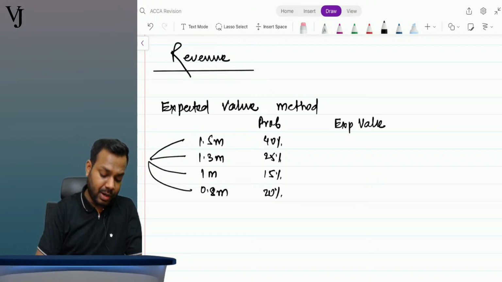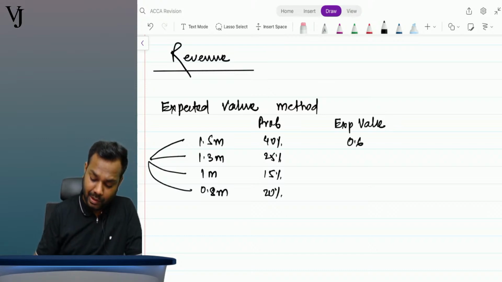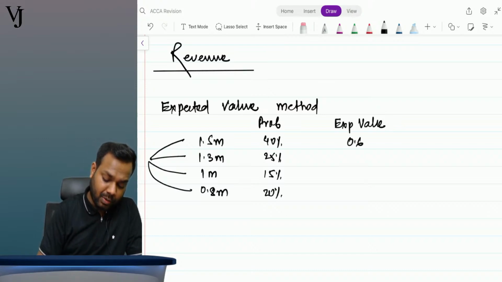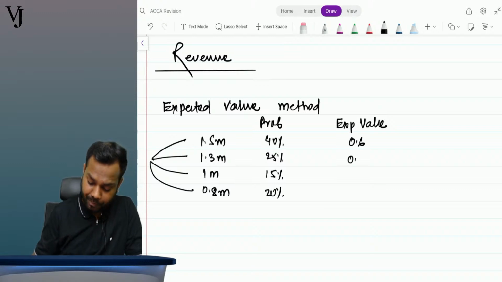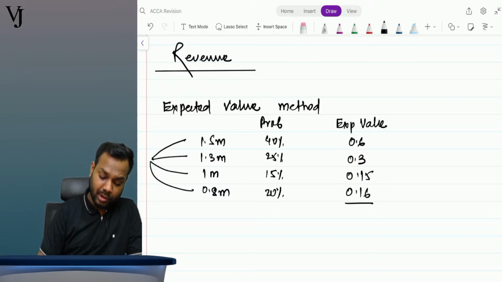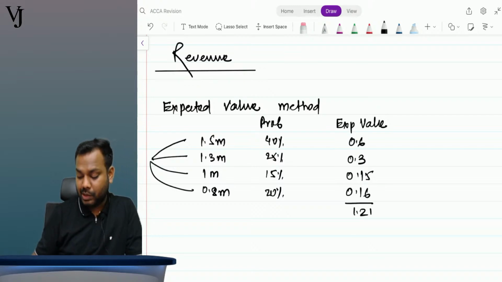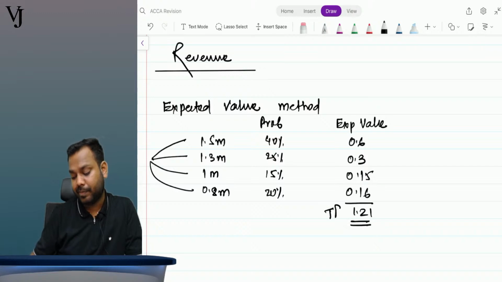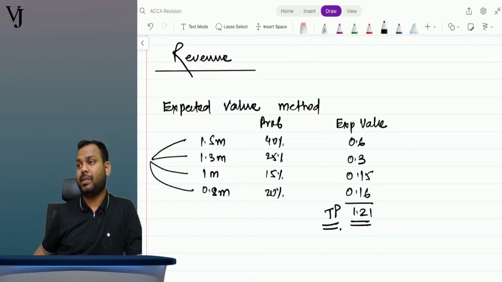Expected value is 1.5 into 0.4 is 0.6. 1.3 into 0.25 is 0.3, then 0.15 and 0.16. Total is how much? 0.6 plus 0.3 plus 0.15 plus 0.16 equals 1.21. This is your transaction price in that case. Is that clear, everyone? Tell me, guys.